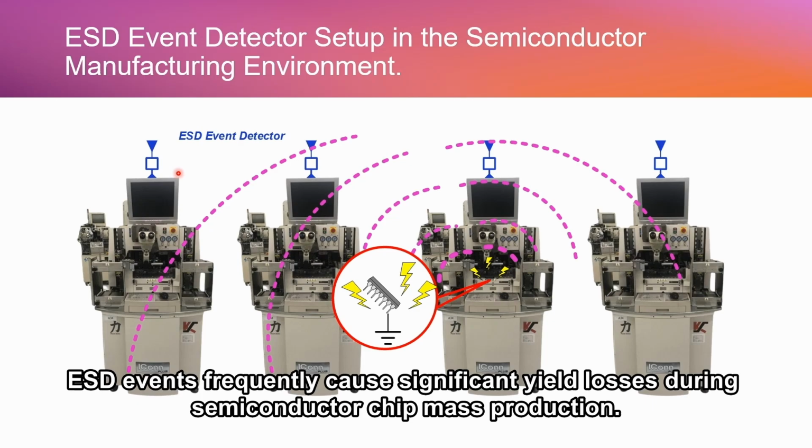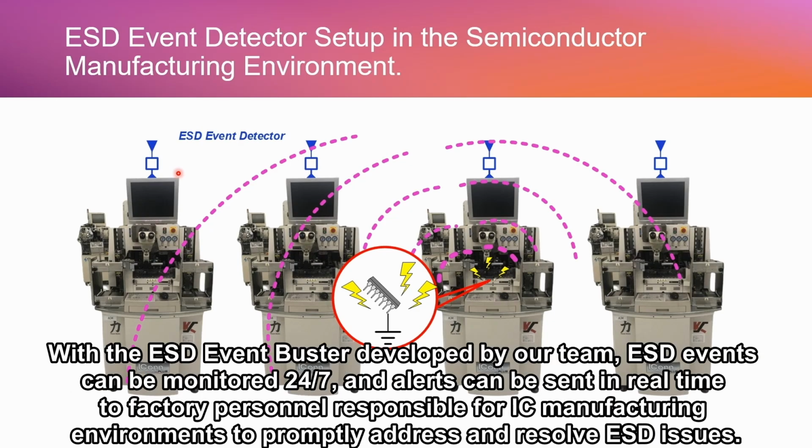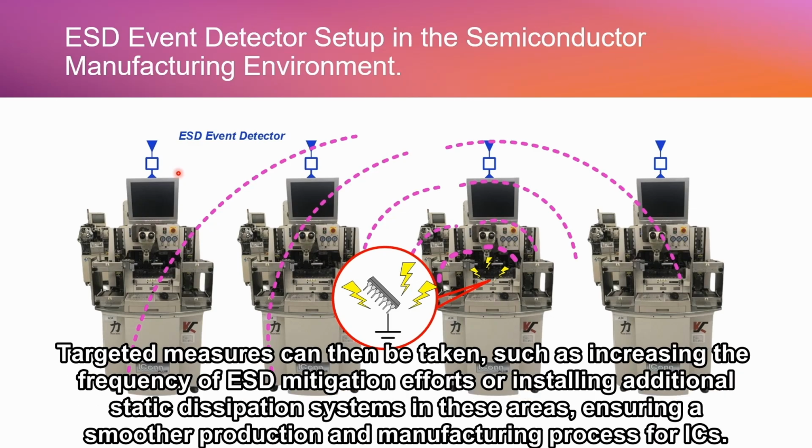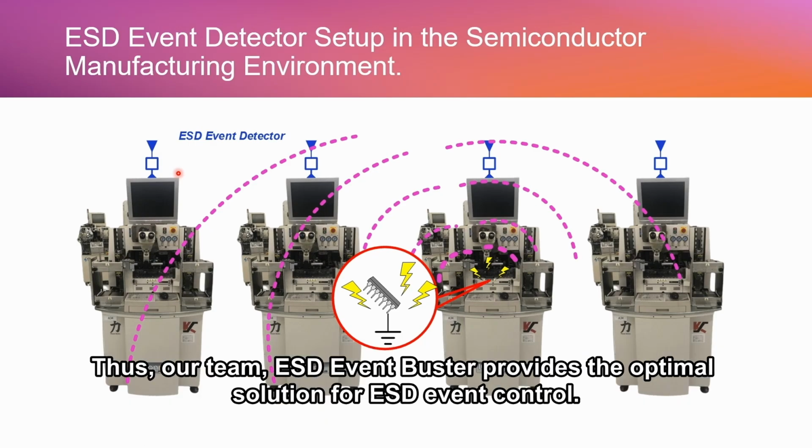ESD events frequently cause significant yield losses during semiconductor chip mass production. With the ESD Event Buster developed by our team, ESD events can be monitored 24 hours a day, 7 days a week, and alerts can be sent in real time to factory personnel responsible for IC manufacturing environments to promptly address and resolve ESD issues. Long-term monitoring and statistical analysis can also help identify areas or machines with a higher likelihood of ESD events. Targeted measures can then be taken, such as increasing the frequency of ESD mitigation efforts or installing additional static detection systems in these areas, ensuring smoother production and manufacturing processes for ICs.